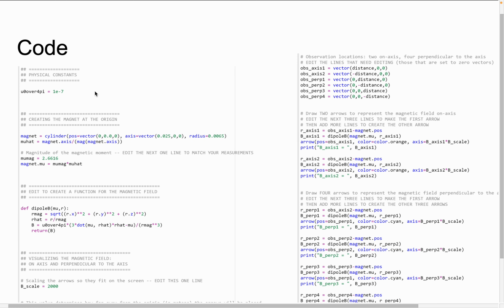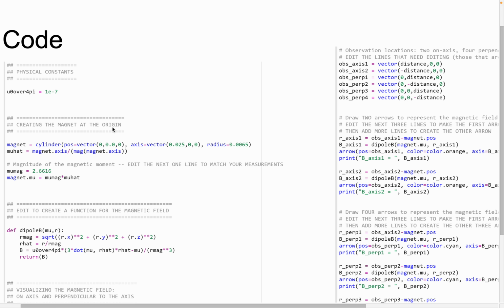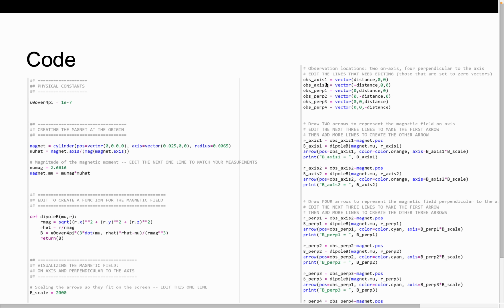So using this data, I created a computational model for the magnetic field of a bar magnet, which we're treating as a dipole. Here I used the value of mu that we calculated from our experiment to set up the magnetic field, and created a function of the magnetic field of a dipole, and then set up 6 different observation locations, with 2 of them being along the axis and 2 of them being perpendicular to the axis.